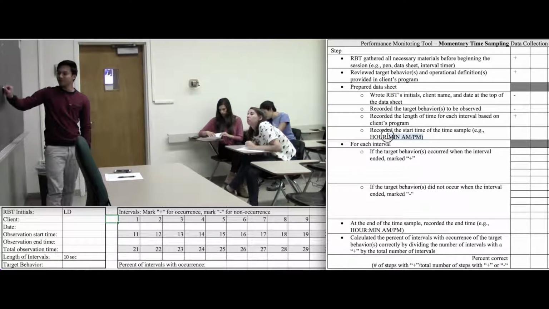Finally, did he record the start time of the time sample? Here, on observation start time, we see the cell is blank, meaning Lance forgot to enter this, so he's going to get a minus for this step of the PMT. Next, we'll watch Lance collect his data and see how he does.